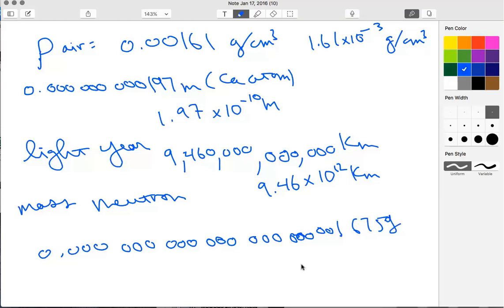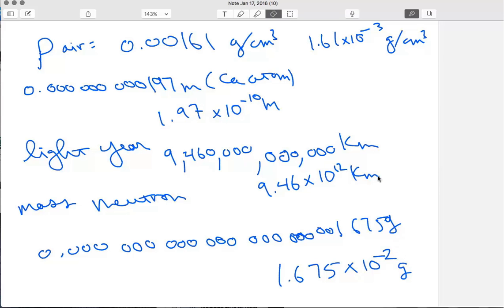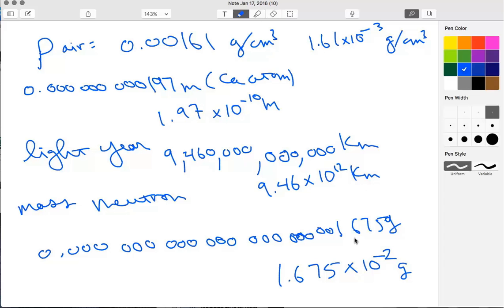And so you would write that as 1.675 times 10 to the minus 24 grams, or, oops, this is supposed to be a 4, or 10 to the minus 27 kilograms. And those are just some examples of writing numbers in scientific notation, both large and small.